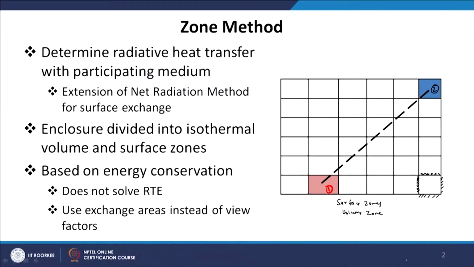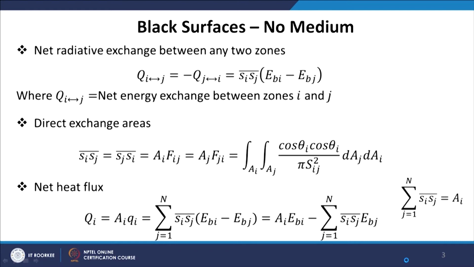So, there is no RTE involved. We do not approximate the intensity or the direction of intensity in any manner. We will use what we call exchange areas, as opposed to the view factors that we introduced in the method of net radiation. There are slightly different properties of these exchange areas. So, let us understand how it works.